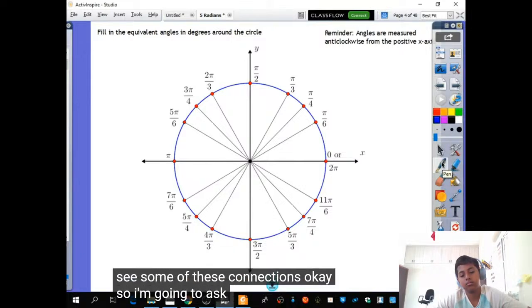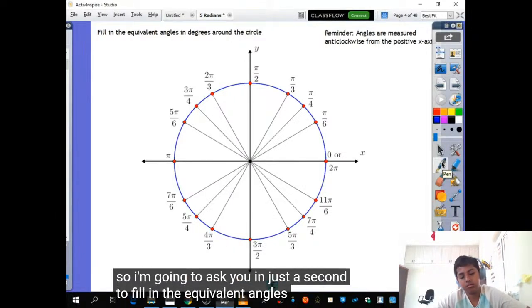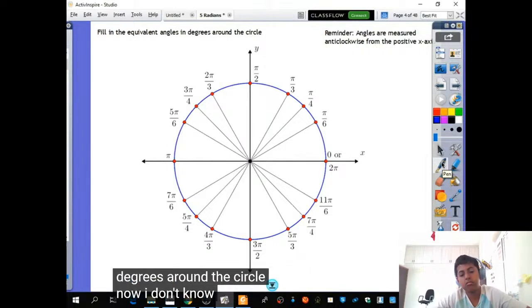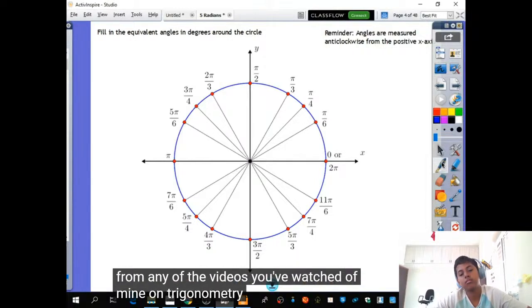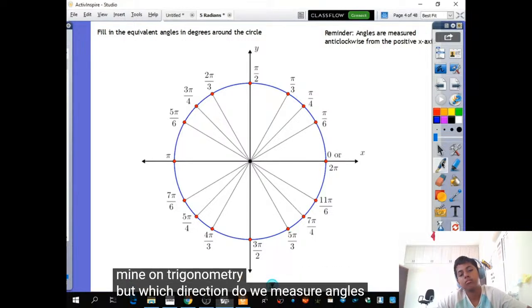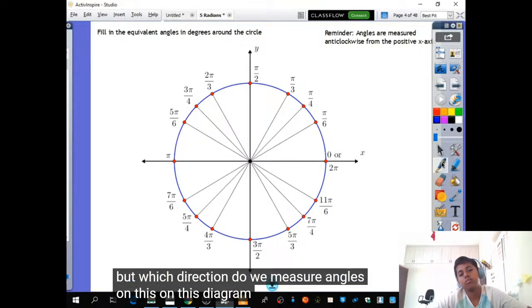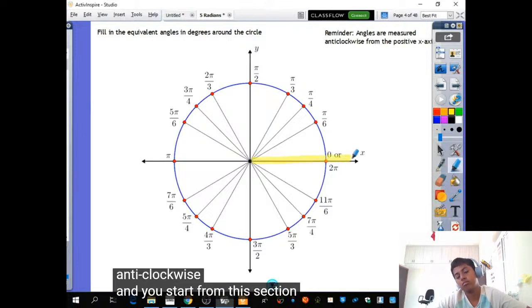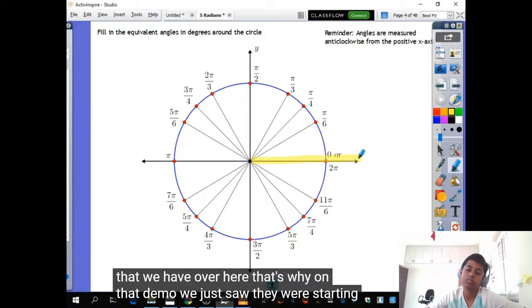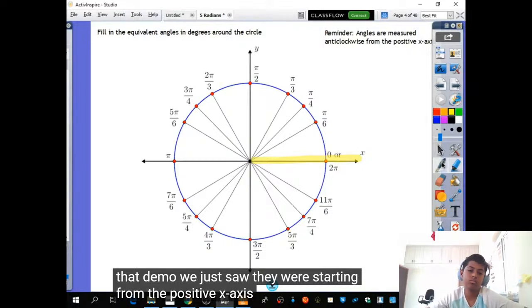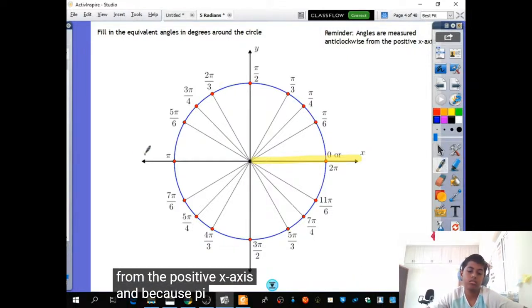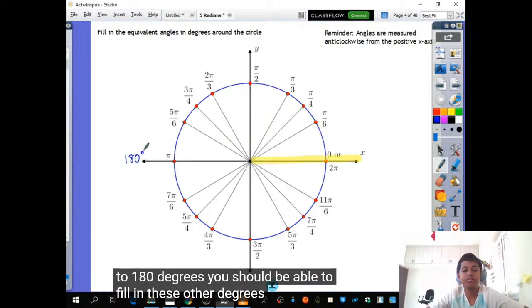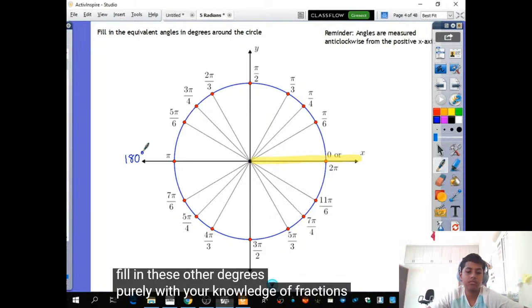I'm going to ask you in just a second to fill in the equivalent angles in degrees around the circle. Now, I don't know if you remember this from any of the videos you've watched of mine on trigonometry, but which direction do we measure angles on this diagram? Anti-clockwise. Yeah, it does say it up here, and you start from the positive x-axis. That's why on that demo we just saw, they were starting from there. And because pi is equivalent to 180 degrees, you should be able to fill in these other angles purely with your knowledge of fractions.